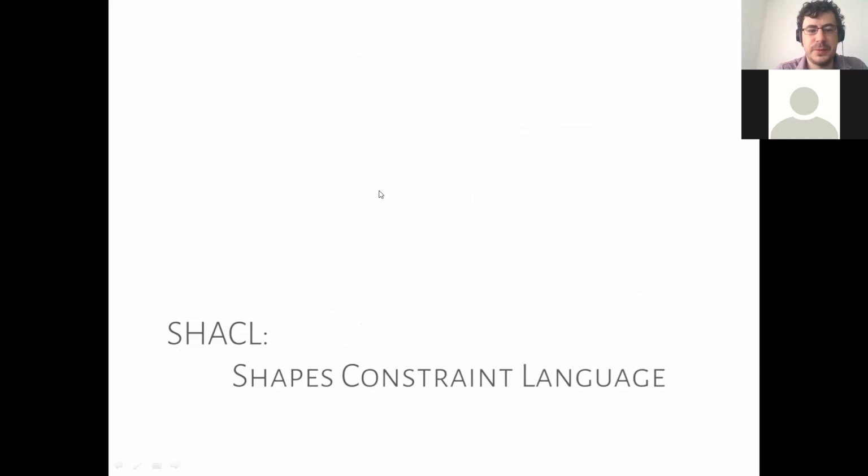Okay, so there are 2 proposals for how to express shapes over RDF data. And the one that's standard, that's become a W3C recommendation, and thus a web standard, is the SHACL language, which stands for Shapes Constraint Language, SHACL.